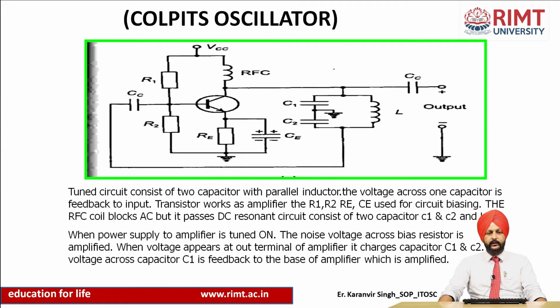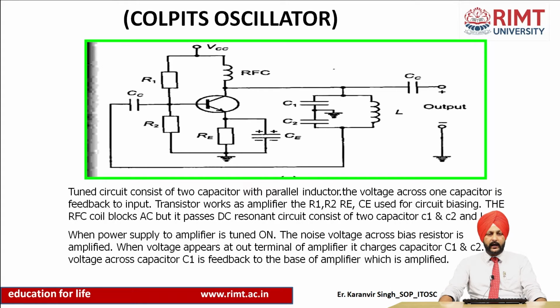The next type of oscillator is the Colpitts oscillator. Here the tuned circuit consists of two capacitors in series, in parallel with the inductor L. The voltage across one capacitor is fed back to the input. The transistor works as an amplifier.